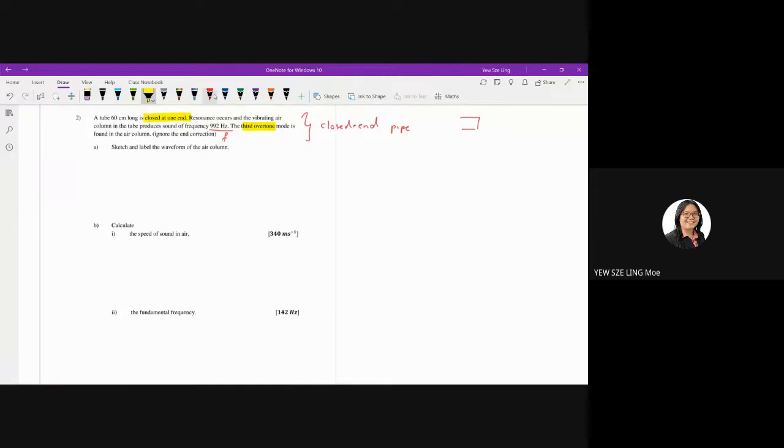Question A asks us to sketch the diagram. So what should we do? Again, if you don't know how to solve it, you sketch a diagram first. So the general shape for a stationary wave, and then this is the other wave.